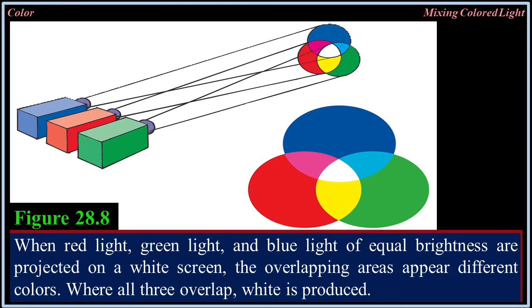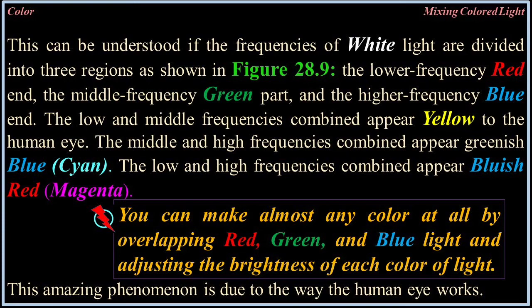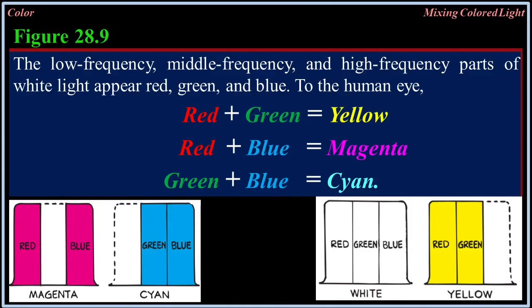Figure 28.8. When red light, green light, and blue light of equal brightness are projected on a white screen, the overlapping areas appear different colors. Where all three overlap, white is produced. This can be understood if the frequencies of white light are divided into three regions as shown in figure 28.9. The lower frequency red end, the middle frequency green part, and the higher frequency blue end. The low and middle frequencies combined appear yellow to the human eye. The middle and high frequencies combined appear greenish blue, cyan. The low and high frequencies combined appear bluish red, magenta.